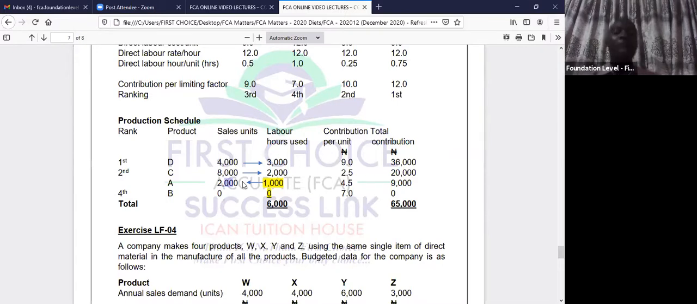So that will mean that, since A, B, and C are satisfied with this 6,000, this B can no longer be satisfied. That's why you are seeing 0 hours remaining or used up. Sales will be 0. Of course, you put their contribution and multiply to get total contribution.